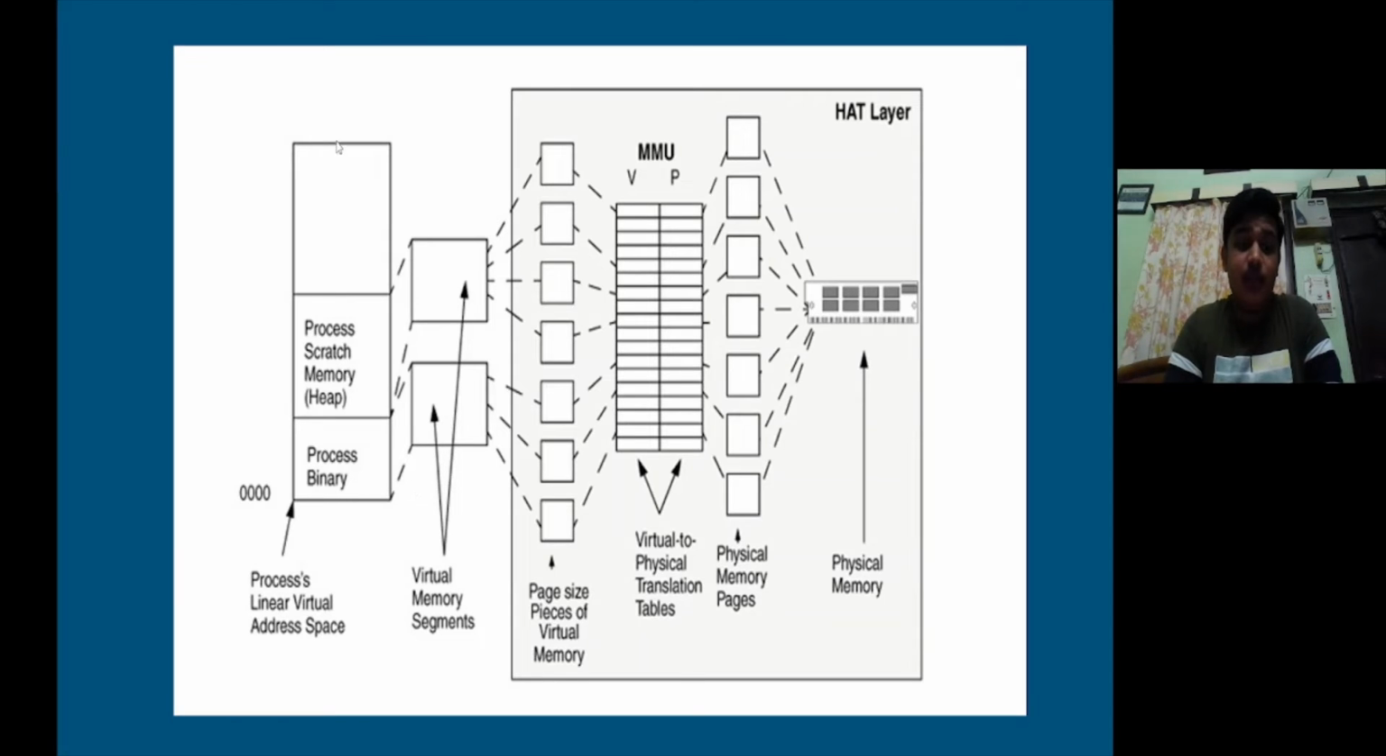So here we have a process. It is in continuous form. It is divided further into virtual memory segments, which are further divided into virtual pages of the virtual memory. And here we have the pages of the actual memory. It is our MMU unit which maps the virtual pages to the physical pages. It is also known as the page tables.